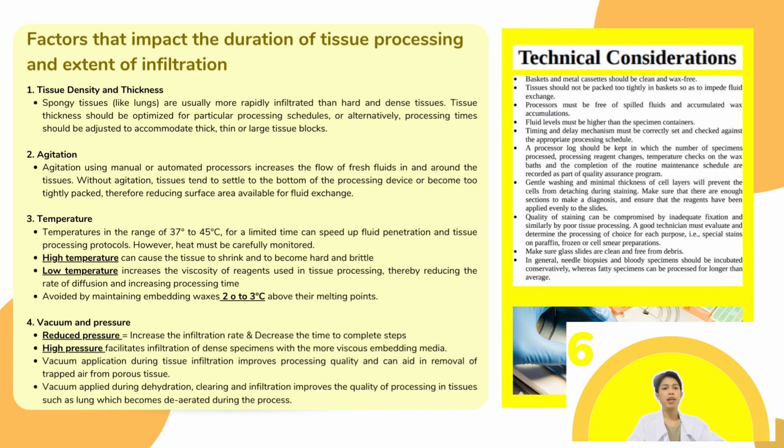Fourth, vacuum and pressure. Reduced pressure can increase the infiltration rate and decrease the time to complete the steps. High pressure facilitates infiltration of dense specimens with more viscous embedding media. Vacuum application during tissue infiltration improves processing quality and can aid in the removal of trapped air from the porous tissue. Vacuum applied during dehydration, clearing, and infiltration improves the quality of processing tissues, such as lung, which becomes deaerated during the process.